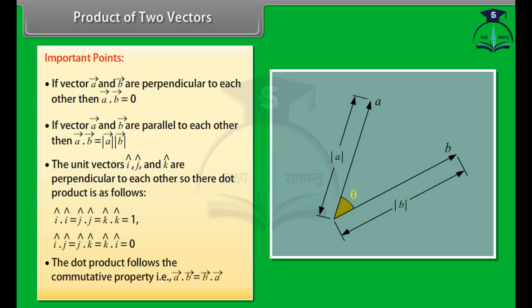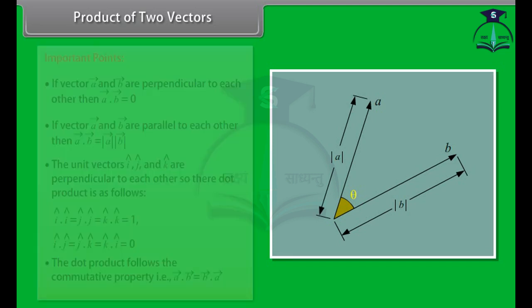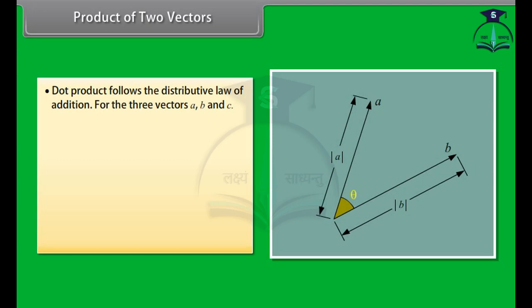The dot product follows the commutative property. That is, the dot product of vectors A and B is equal to the dot product of vectors B and A. The dot product follows the distributive law of addition for three vectors A, B, and C. Dot product of vector A and vector B plus vector C is equal to the dot product of vector A and B plus the dot product of vector A and C.